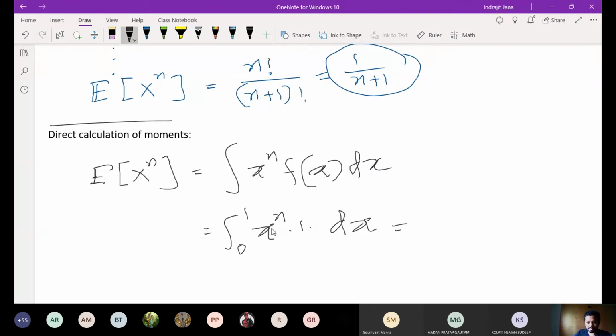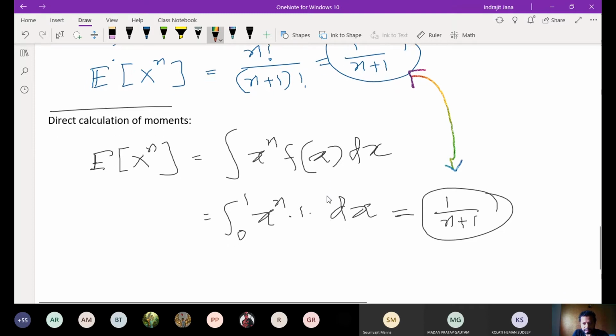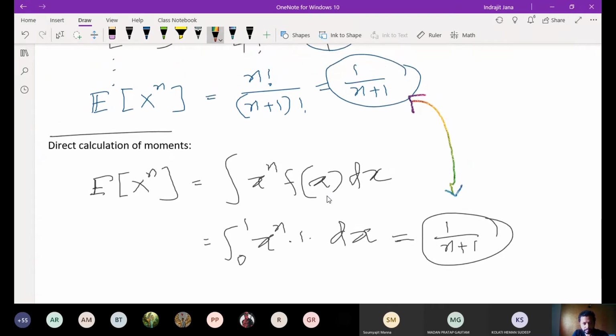And if you do the integration, it's very easy integration. x to the power n plus 1 over n plus 1, plug in the limits, you will see 1 over n plus 1, which is same as from that MGF moment. So let me see if anyone is having any question about this problem. If not, I'll move to the next requested problem. I have done 53, 54, and then the next requested one is 48.